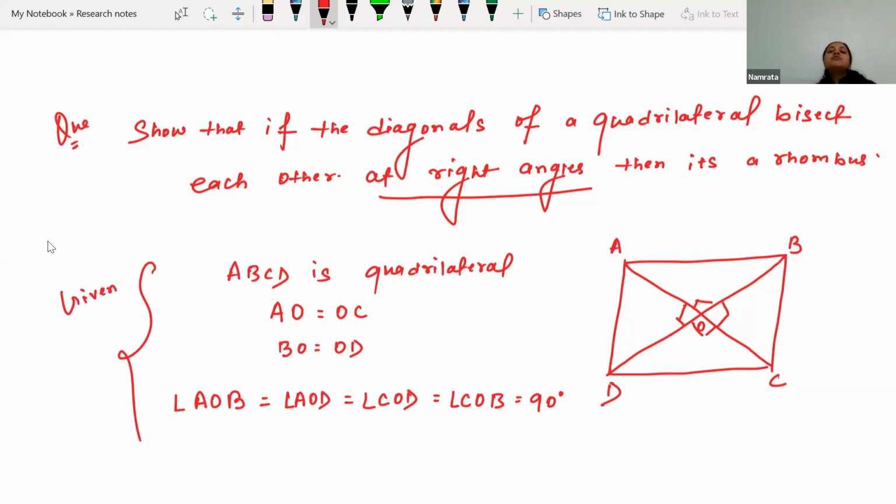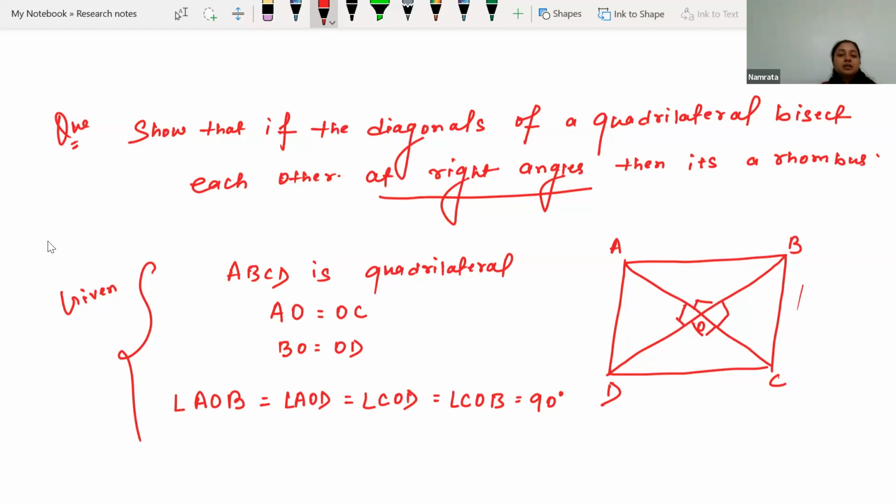In the triangle chapter, what you used to do? All the information used to be given and something was given that we have to prove. Here all the information is not given. Sometimes it says it's a parallelogram, sometimes it says bisecting at right angle. We have to list down first what given information we have in hand, and then it's a rhombus. So we have to prove that this quadrilateral is a rhombus.